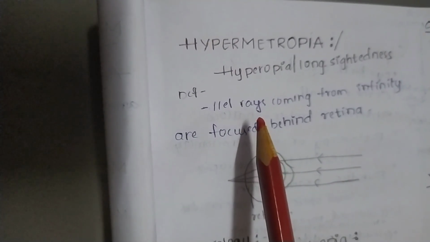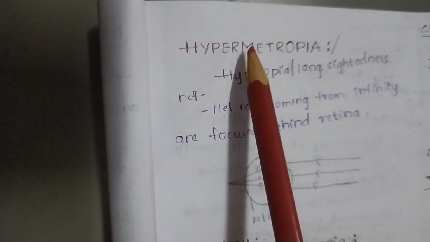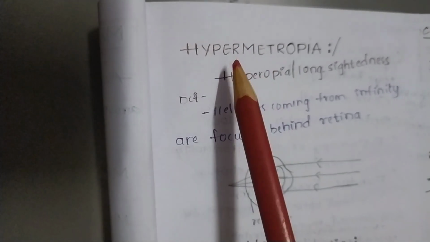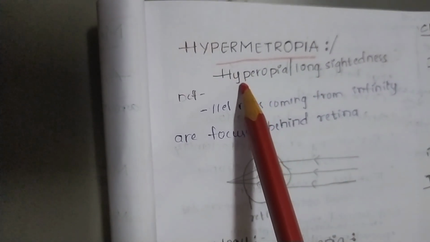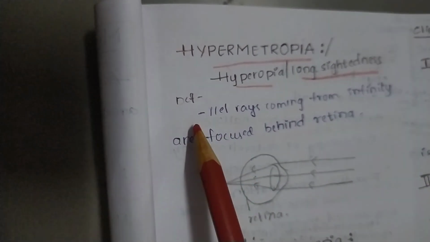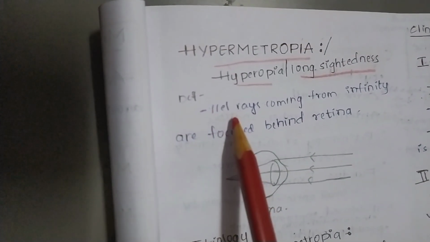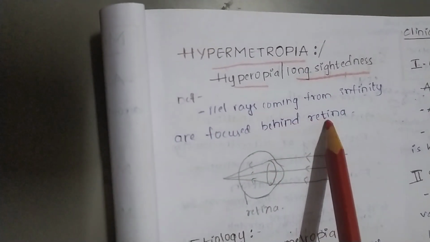Hi friends, today let us discuss an important topic in ophthalmology, that is hypermetropia. So, what is hypermetropia? Hypermetropia is also called hyperopia or long-sightedness. What is its definition? Parallel rays coming from infinity are focused behind the retina.